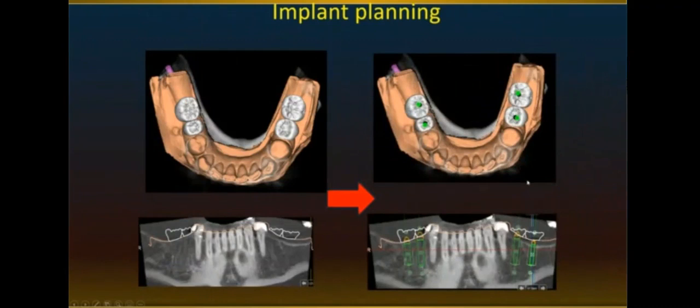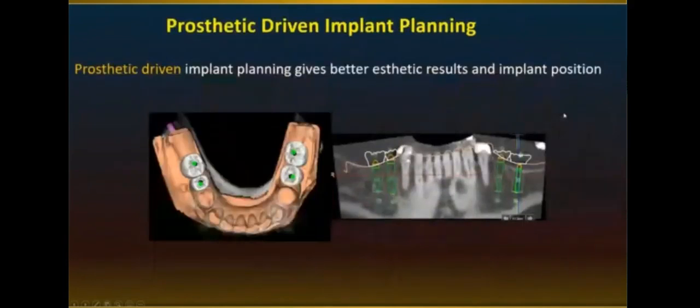And the implant as a service is prosthetic driven. It's not bone driven. We mean that we should look for the restoration first and then plan the implant based on the position of the restoration. So this is the prosthetic-driven implant planning because it gives better performance and better biomechanics as well as aesthetic results.